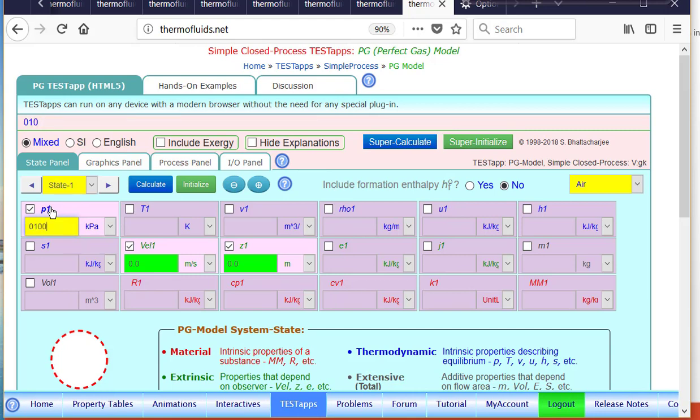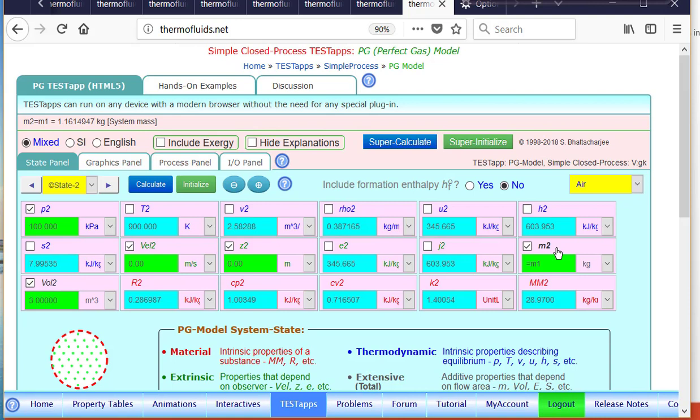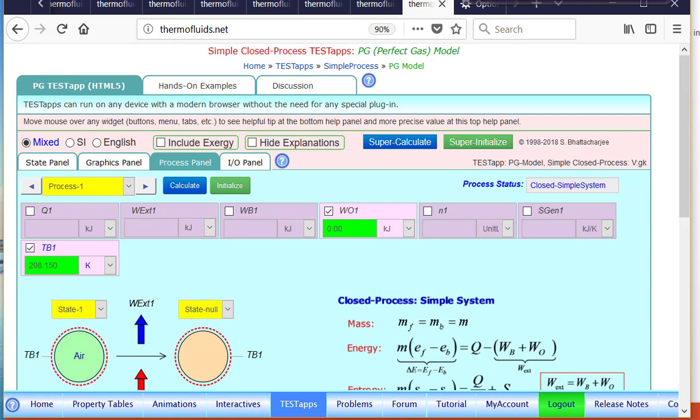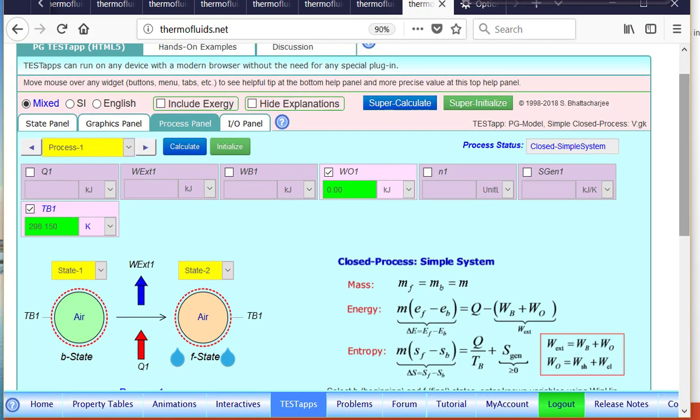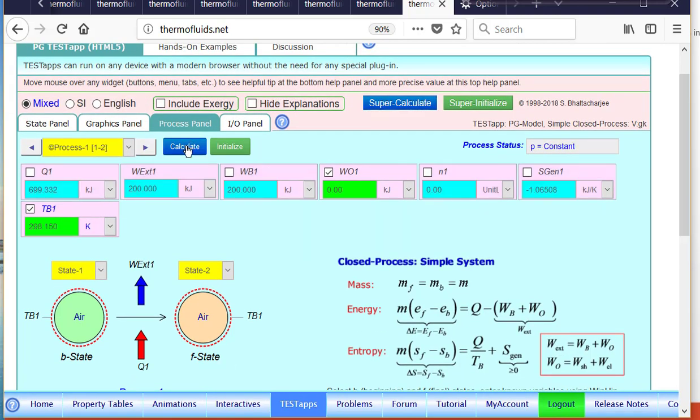If you recall, we were heating air at 100 kPa, 300 Kelvin, and the volume was 1 meter cube, and we heated it up to 3 times the original volume at the same pressure, 100 kPa, and of course we know that the mass doesn't change for a closed system. And without exergy solution, we solved the problem. Just to recreate that solution, we load the inlet and exit states, beginning and final states. Here are the mass, energy, entropy equations, and they are solved as soon as we click calculate.